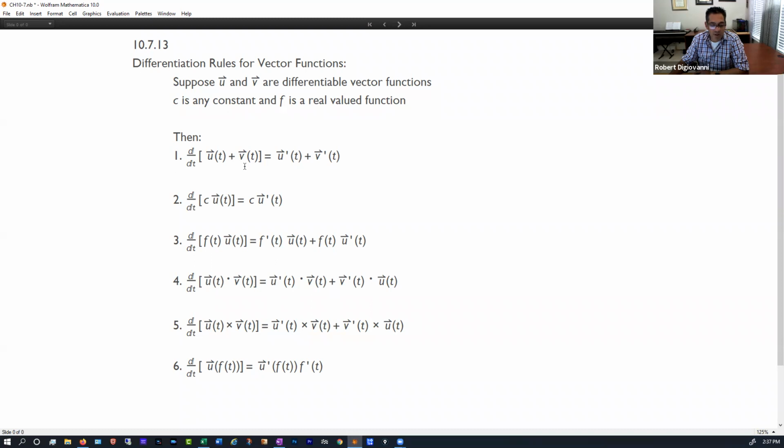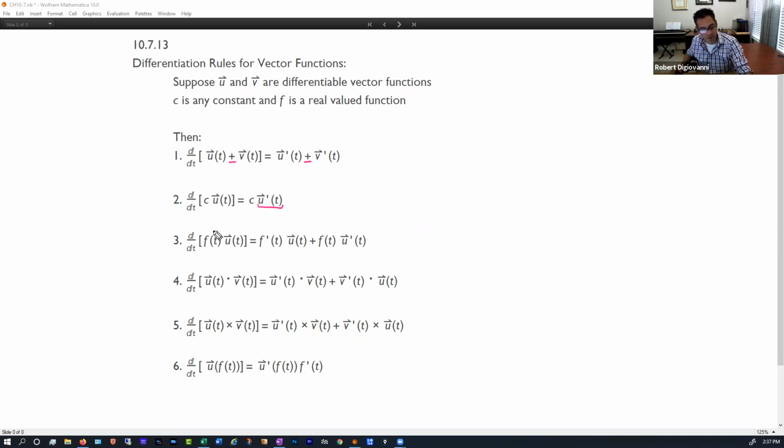And if that's subtraction, it works also. Okay, plus or minus becomes plus or minus. If you ever want to take the derivative of a constant times a vector function, you can just take the derivative of the vector function and then bring the constant along for the ride. So that's the same thing from calculus. The next one is a little different.